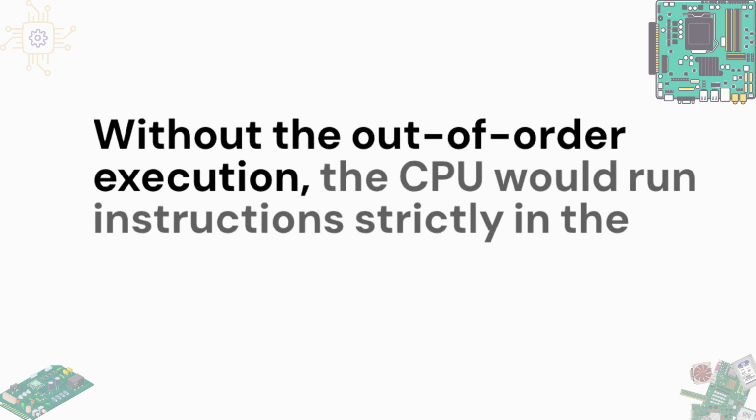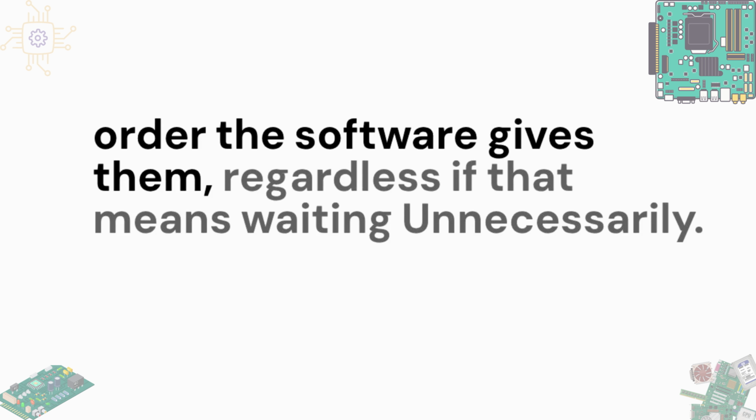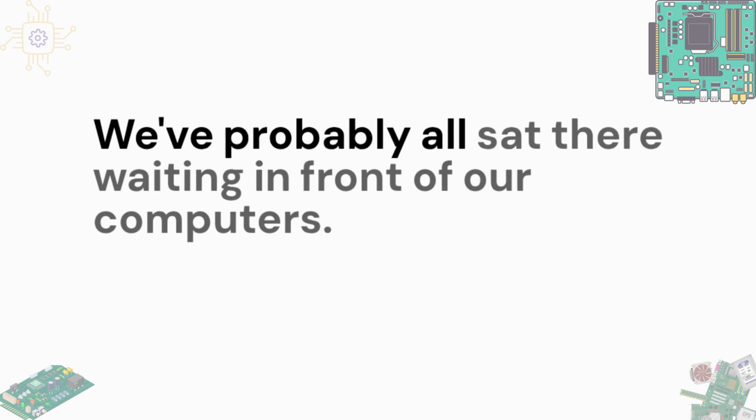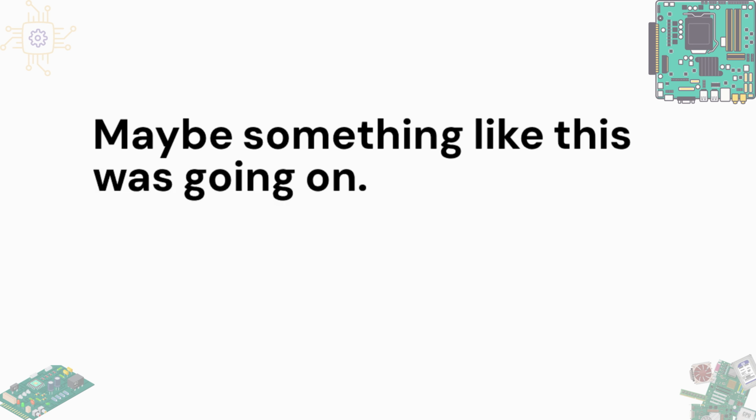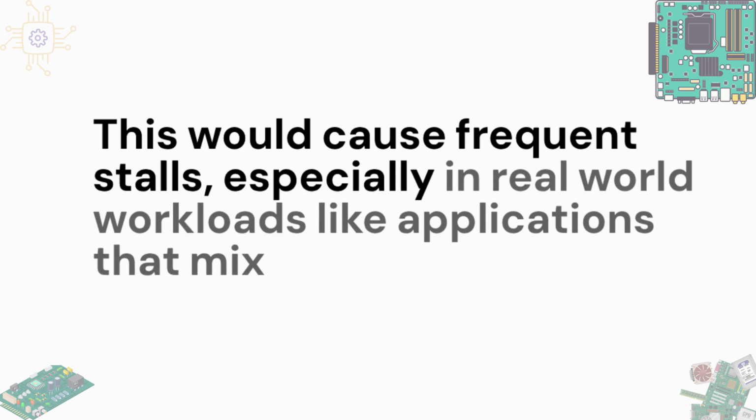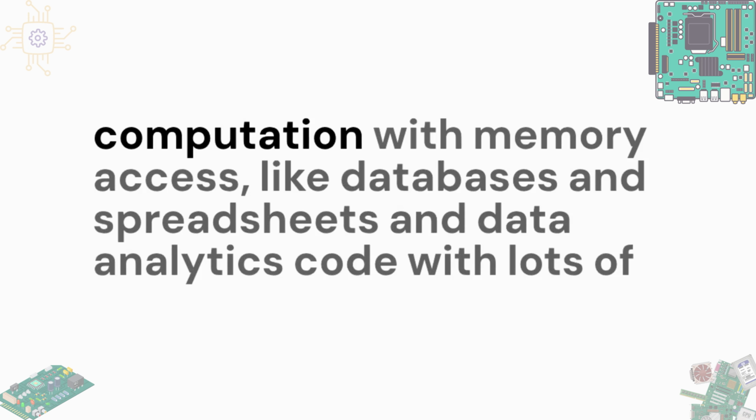Without out-of-order execution, the CPU would run instructions strictly in the order the software gives them, regardless if that means waiting unnecessarily. We've probably all sat there waiting in front of our computers, maybe something like this was going on. This would cause frequent stalls, especially in real-world workloads, like applications that mix computation with memory access, like databases and spreadsheets and data analytics.